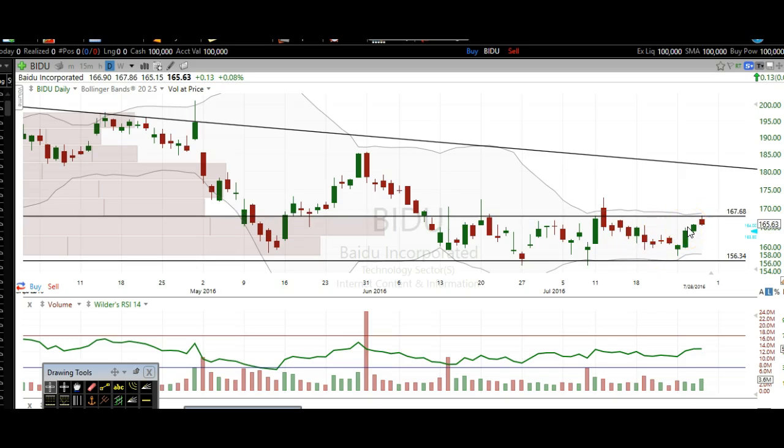What happens when you break outside of a very tight range? You see a big move. We don't know which direction it's going to be in, but the key is to wait for that signal and wait for a break over this resistance level or a break under this support level, and you should see a pretty nice move in either direction.